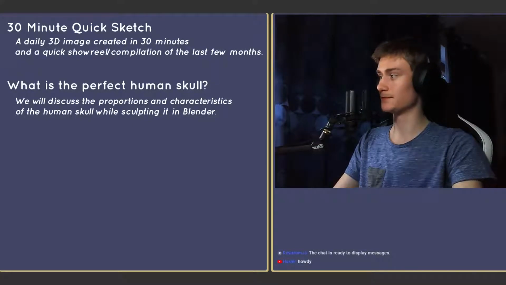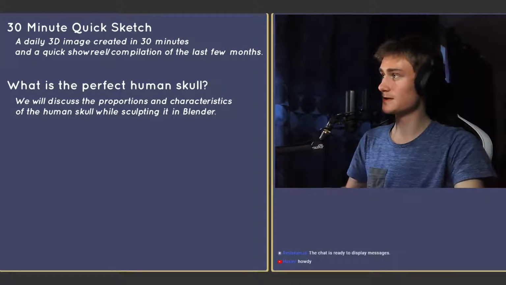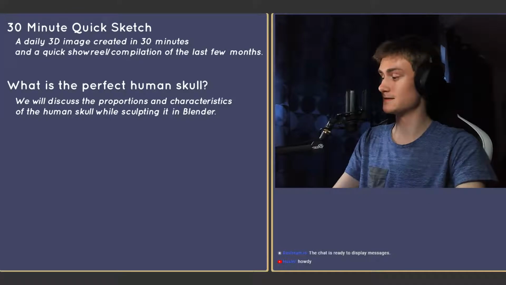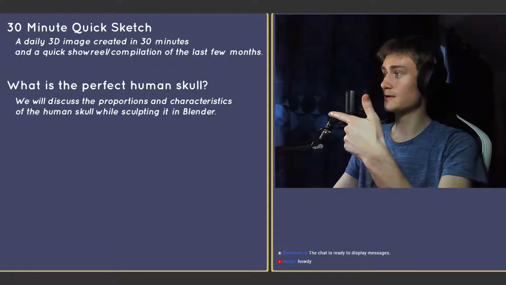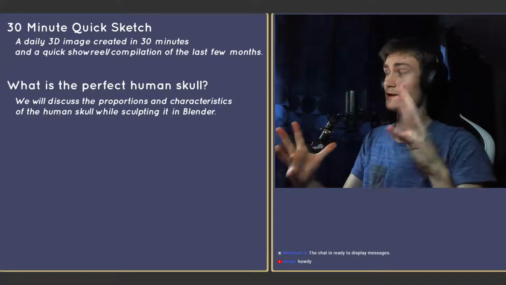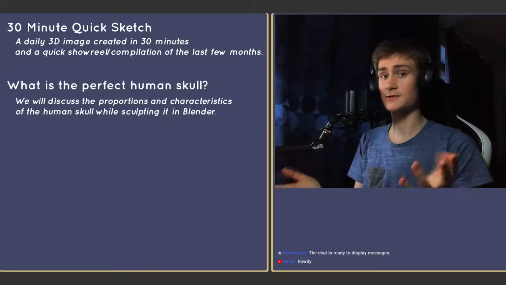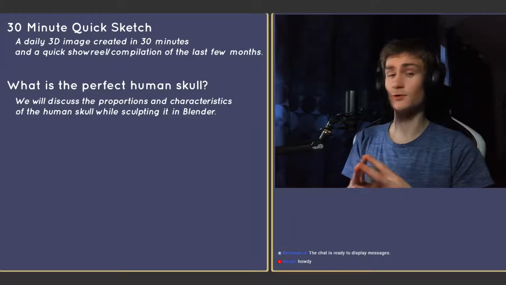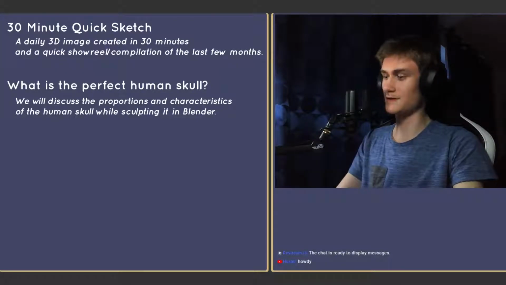Let me open it up. Hold on. Yep, if you're seeing this later, you can see what we're going to talk about today. You can see the title. We're going to talk about what is the perfect human skull. What does it look like? The proportions, the form, the shape, the characteristics, and then we're going to create it. We're going to sculpt it in Blender. That's going to be the goal for today. The aim of what we're going to cover.